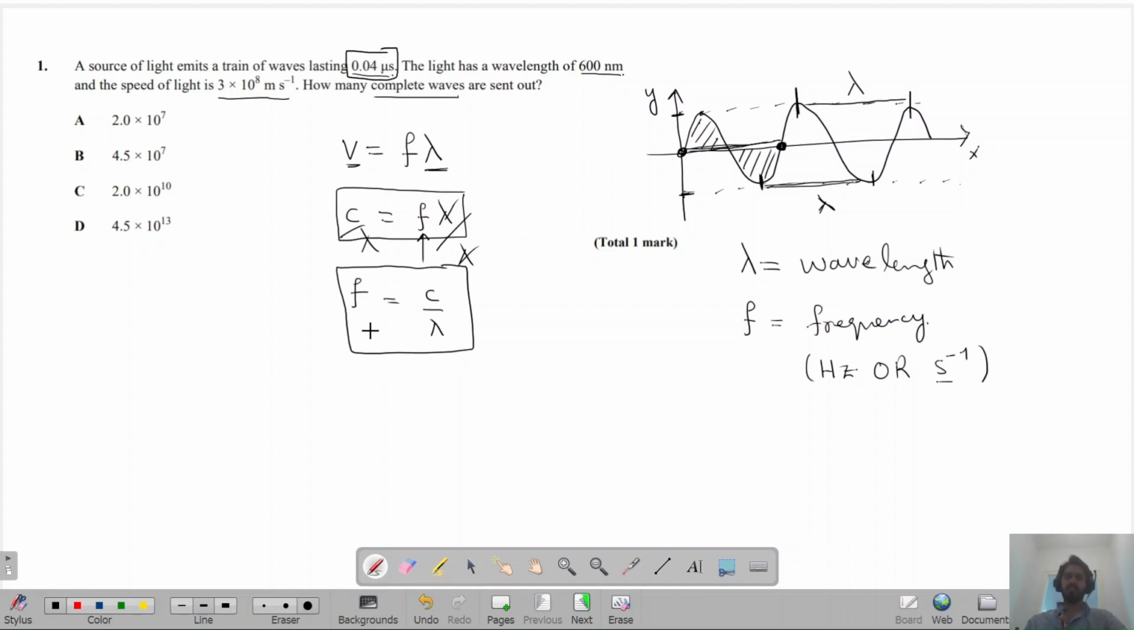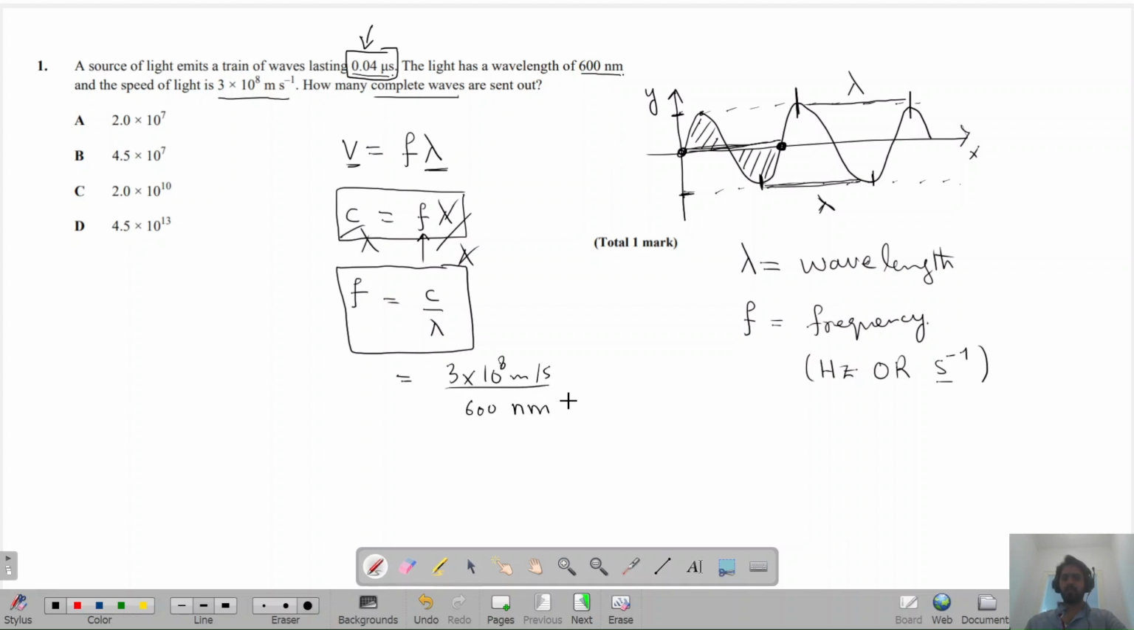So our strategy is that if we know how many waves are sent out in 1 second, we can find out how many waves will be sent out in 0.04 microseconds by just multiplying the frequency with this time, right? So let's first of all find the frequency. Frequency will be just the speed of light, which is 3 times 10 to the 8 meters per second, divided by the wavelength, which is 600 nanometers.